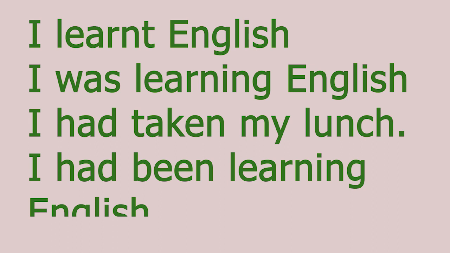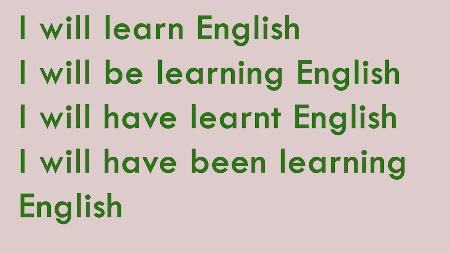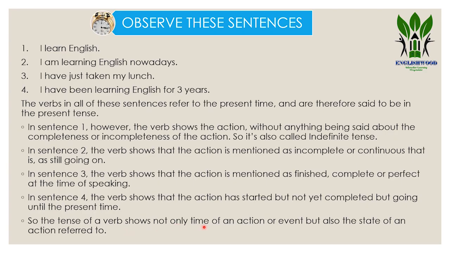So similarly you can talk about the past tense. I learned English, I was learning English, not nowadays, I had taken my lunch, I had been learning English. So they all talk about the past, and therefore they are said to be in the past tense. Similarly, I will learn English, I will be learning English, I will have learned English, I will have been learning English. So the will talks about the future time, and therefore they are said to be in the future tense. So the tense of a verb shows not only the time of an action or event, but also the state of the action referred to. All right.